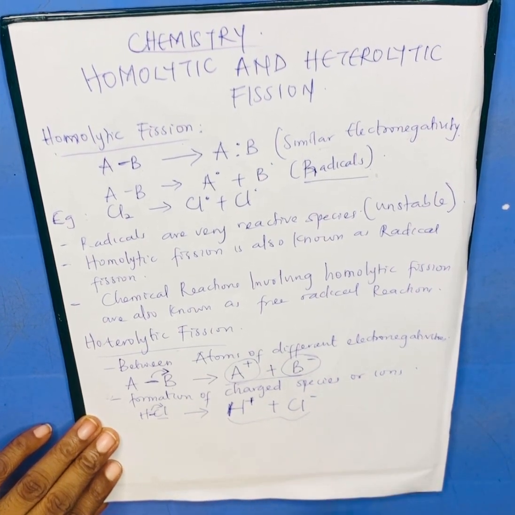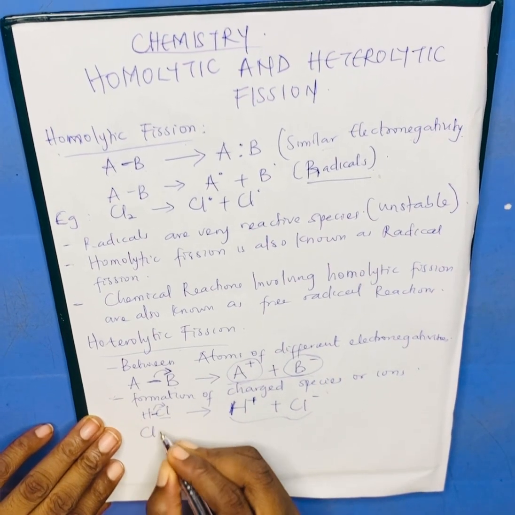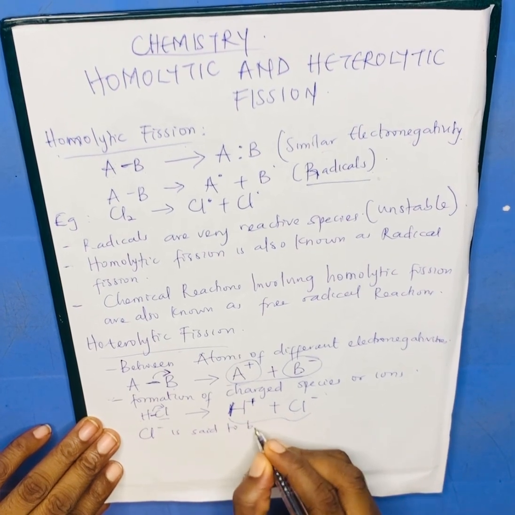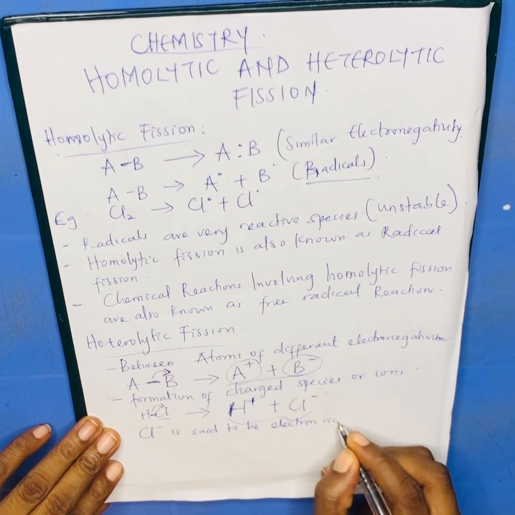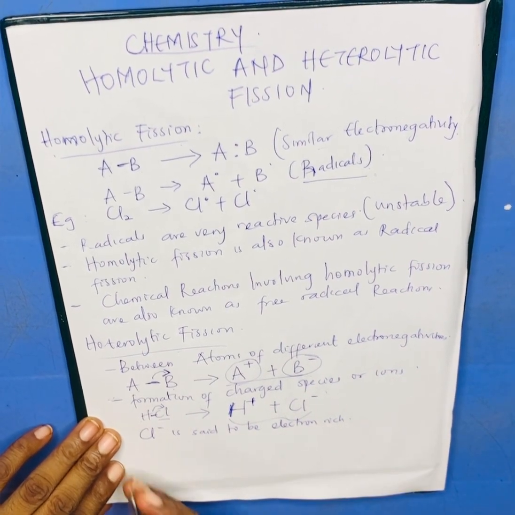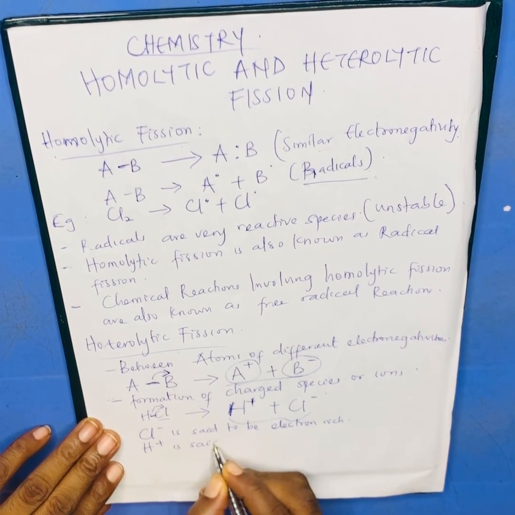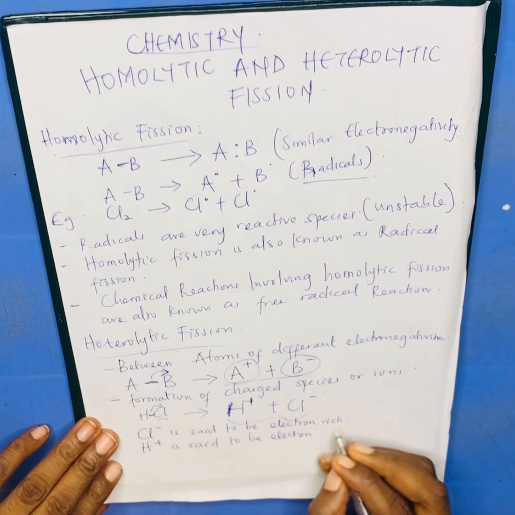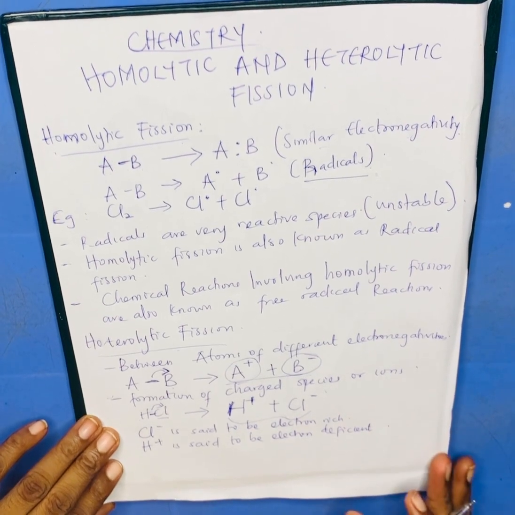And this particular chlorine is said to be electron rich, because apparently it has gotten all the electrons for itself, while hydrogen is said to be electron deficient.